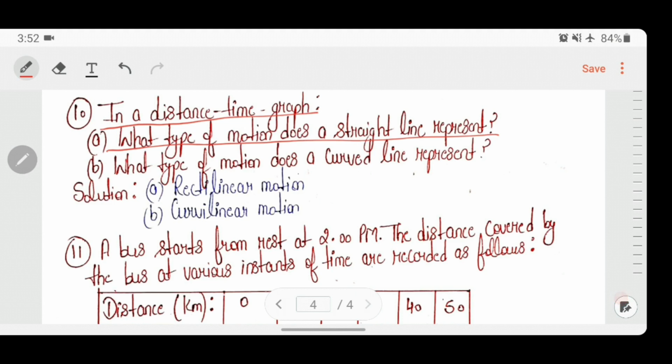Now, if I define rectilinear motion, it is a motion in which an object shows translatory motion along a straight line path. For example, a car running on a straight road is an example of rectilinear motion. A bullet fired from a gun is also an example of rectilinear motion. So this is how you can easily find it. Now in the second part, we are asked what type of motion a curved line represents.